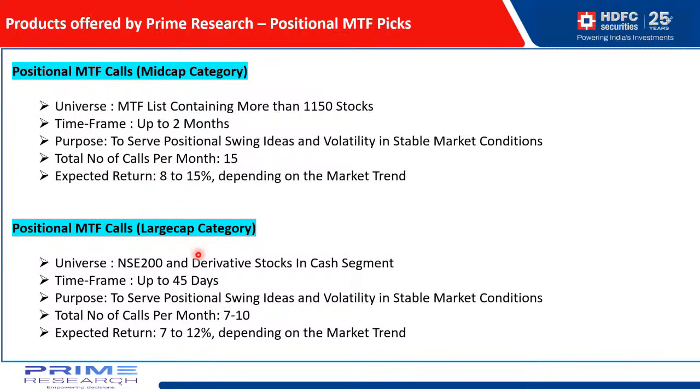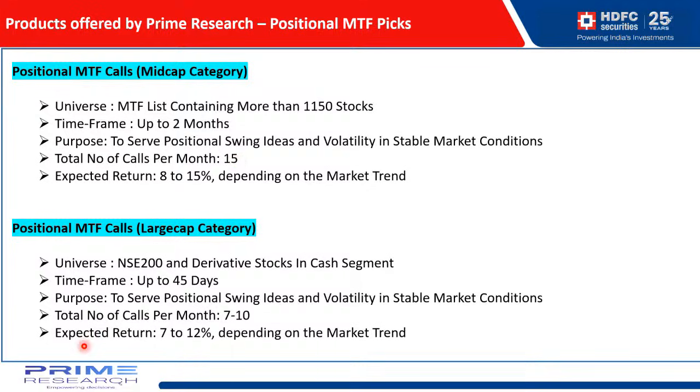Same as short term, we also give recommendations in the large cap category for the positional ideas. Here the same NSE 200 and derivative stocks we are covering as a universe, and a separate category has been created where clients are getting large cap stock recommendations on the positional side. So here we keep a 45 days time frame, and the number of calls per month remains around 7 to 10. So this is the number we are targeting. So 15 here in the mid cap and 7 to 10 here in the large cap. So around 22 to 25 recommendations are being generated by our research team to cater to this particular product.